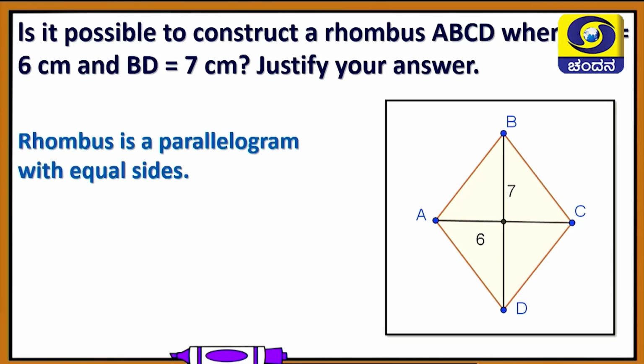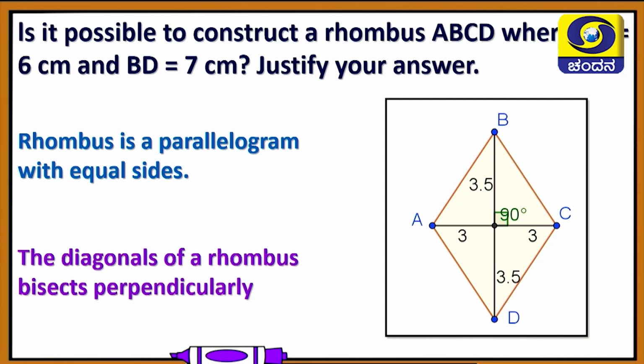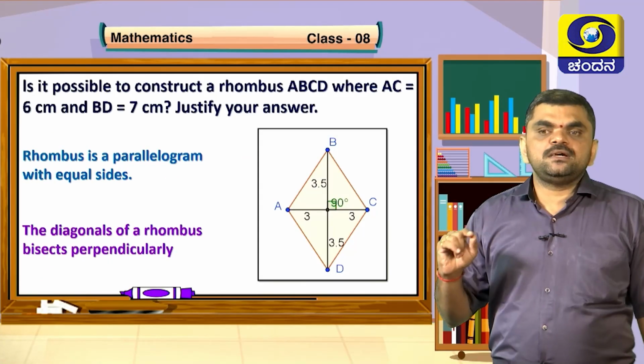Just think, a rhombus is a parallelogram with equal sides. Yes, a rhombus is just like a square. All the 4 sides are equal here, children. So now, one more concept. The angle made between those 2 diagonals is always 90 degree here, children. So the diagonals of a rhombus bisect perpendicularly. The diagonals of a rhombus bisect perpendicularly. This you have to remember here, children.